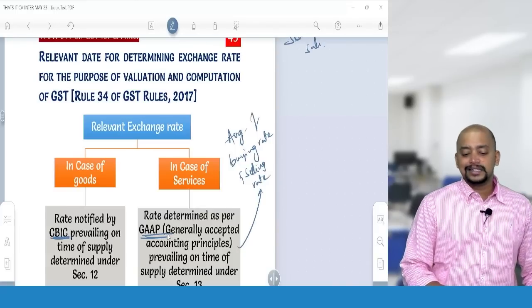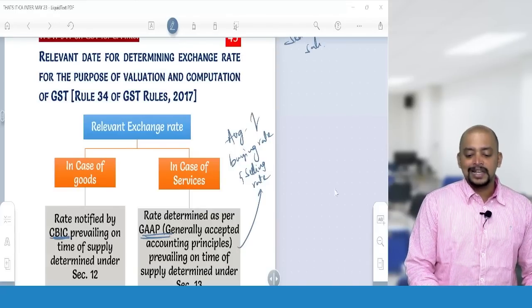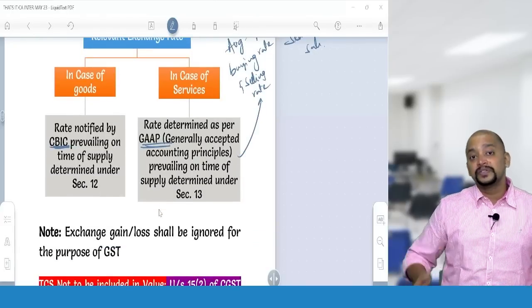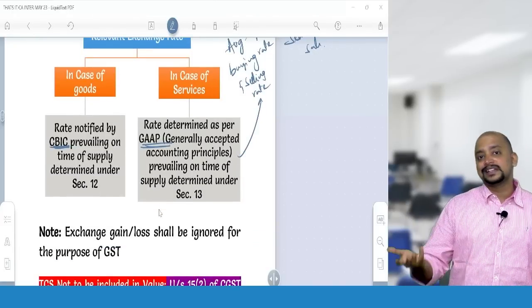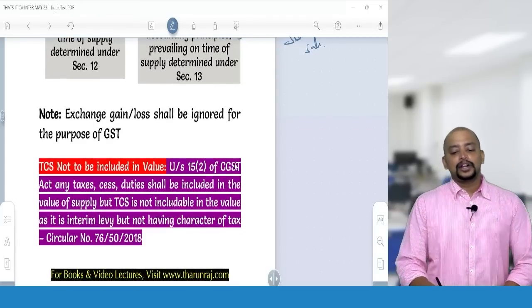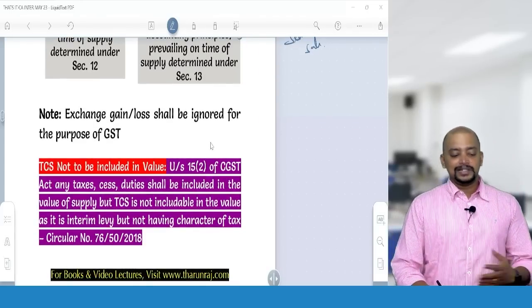By taking this rate, if you compute the GST, and thereafter the actual exchange rate is different, should we again pay any tax on that? No, not required. As per this note, exchange gain or loss shall be ignored for the purpose of GST.